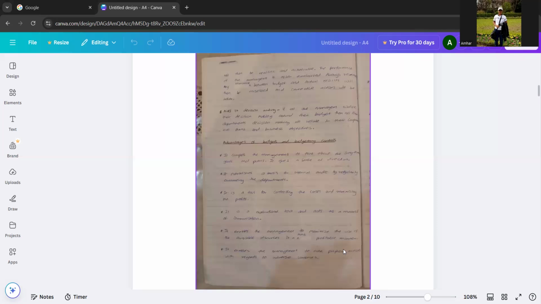And then look at the third point. It is a tool for controlling the cost and maximizing the profits. So budget is a very good thing, like, if we prepare a budget, we will be able to control cost and we will be able to maximize the profits and all that.